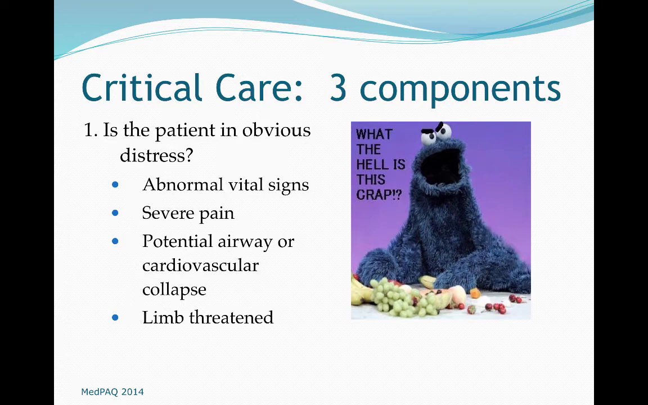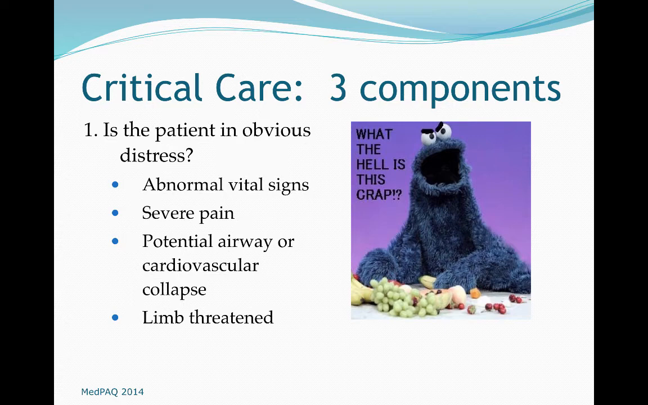So what exactly is critical care, and when do you think about it? Well, there's three components. The first component of critical care is distress. The patient has to be in obvious distress, and sometimes distress that's not so obvious, and we'll talk about that. So abnormal vital signs, anybody who's hypotensive or severely hypertensive or tachycardic. Severe pain. Along with the abnormal vital signs, now with this whole sepsis thing and SIRS criteria, we're all tuned into it: if you've got a high temperature and a high heart rate and a high respiratory rate, you've got SIRS. Well, that's critical care.